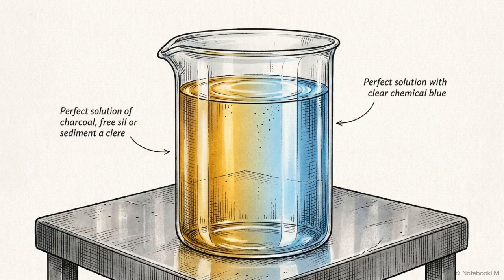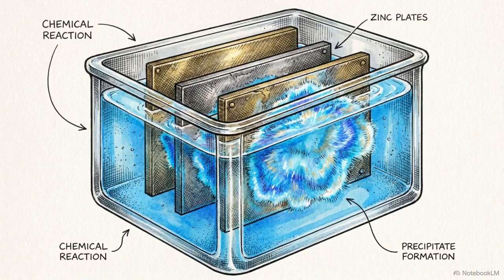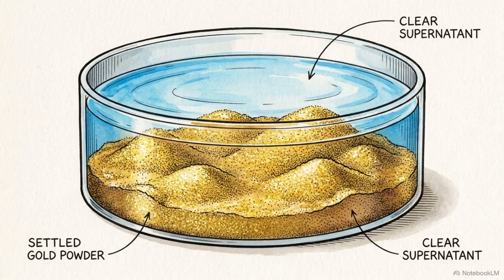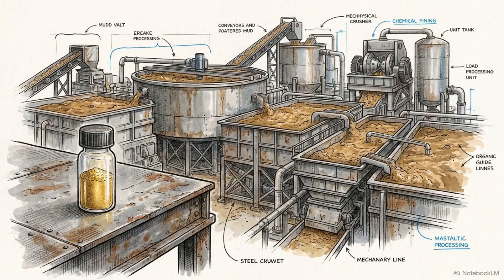In this illustration, we see the final step. Facilities use either electrowinning or a zinc replacement method to precipitate this clear liquid into raw gold powder, which is then dried and sent for smelting. The physical extraction of solid gold from unfilterable mud is finished. However, the operation is unprofitable if it stops here.